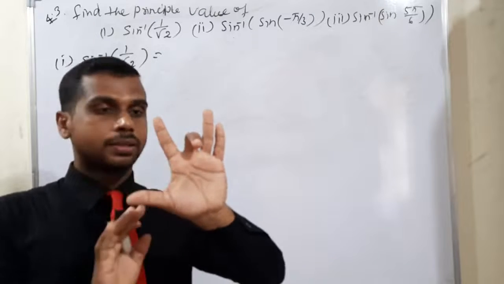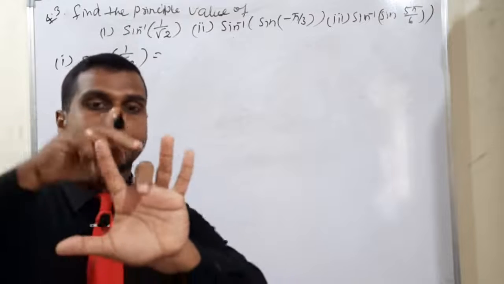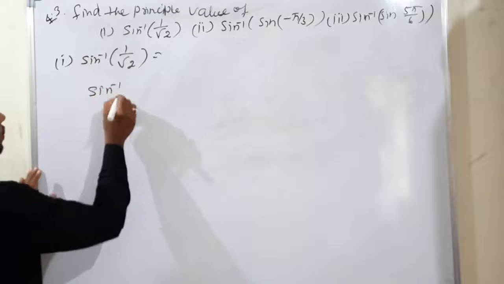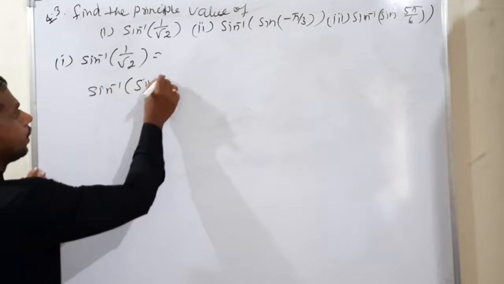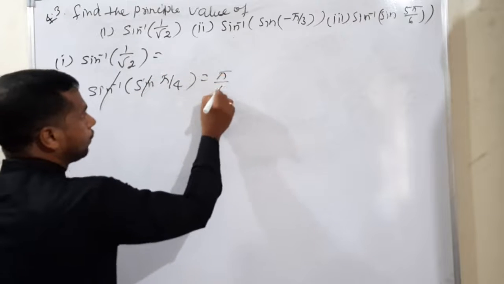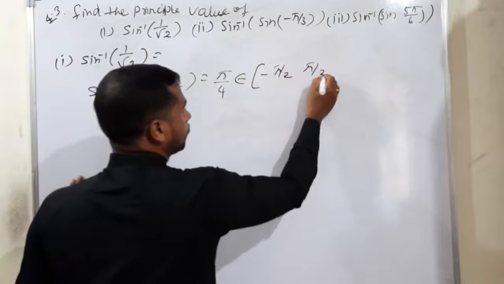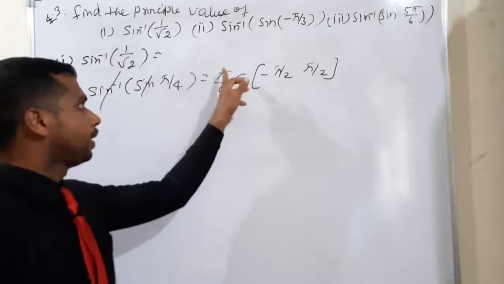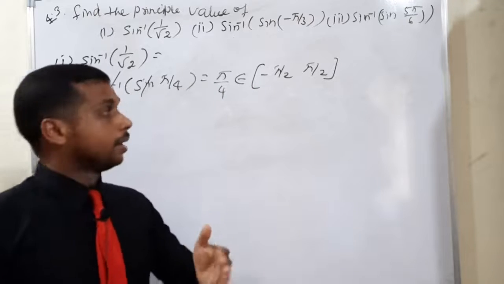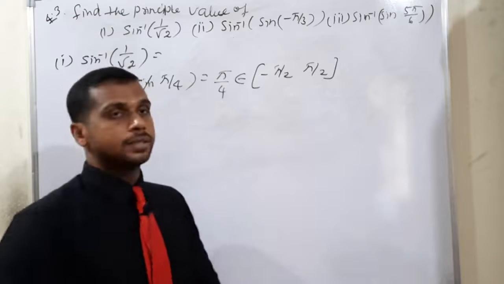So, middle finger means what? Instead of 1 by root 2, we can say the radians pi by 4. So, sine inverse, instead of 1 by root 2, we can write sine pi by 4. Therefore, sine inverse sine cancel means pi by 4. Definitely it belongs to negative pi by 2 to positive pi by 2. Pi by 4 means 180 divided by 4, which is definitely 45, isn't it? So, 45 lies in minus pi by 2 to positive pi by 2. Therefore, the first answer is pi by 4.